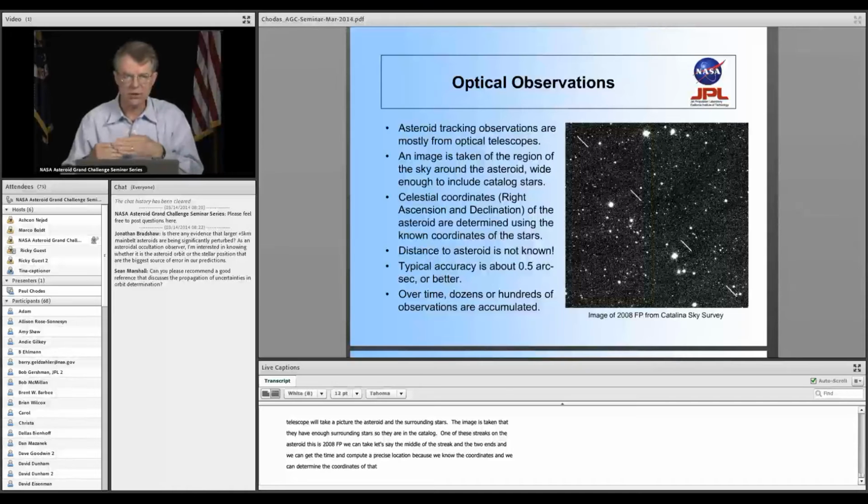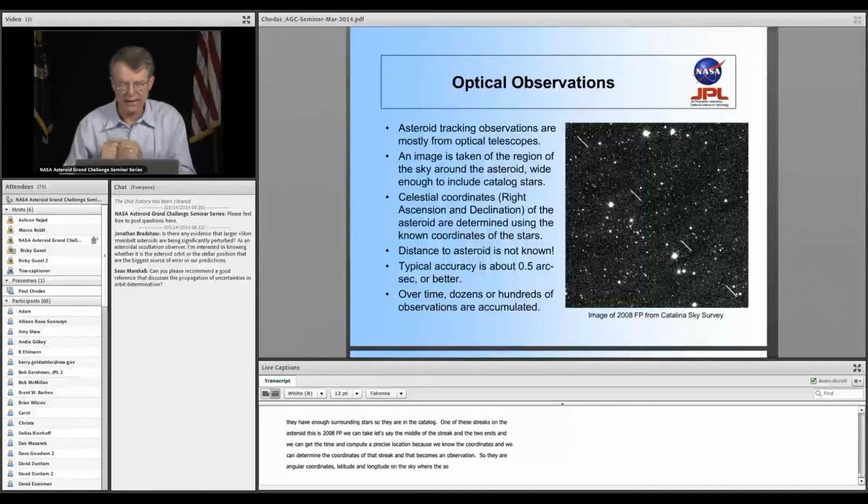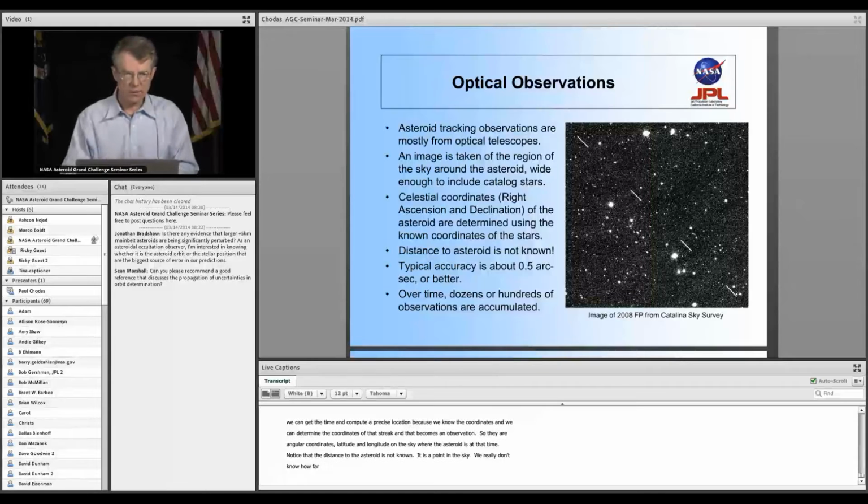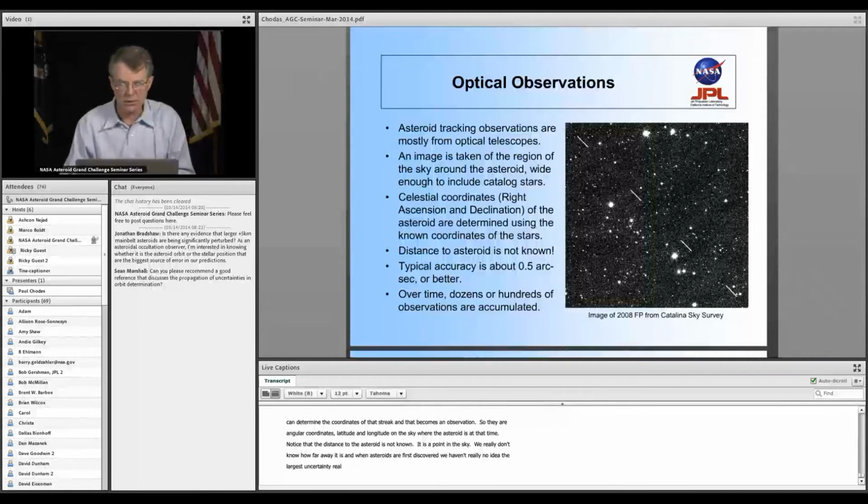The coordinates are right ascension and declination, so they're angular coordinates, kind of the latitude and longitude on the sky of where the asteroid is at that time. Notice that the distance to the asteroid is not known. It's just a point on the sky. We really don't know how far away it is. And when asteroids are first discovered, we really have no idea. The largest uncertainty really is in their distance from the Earth.